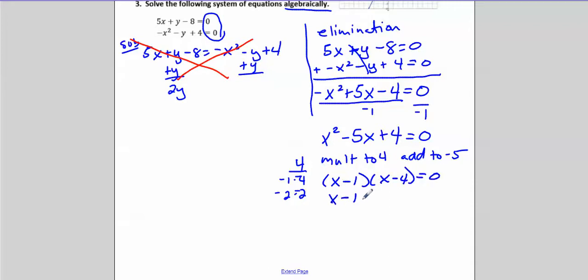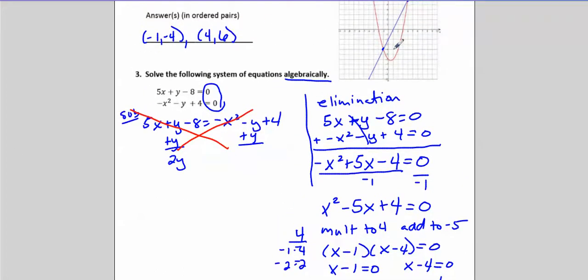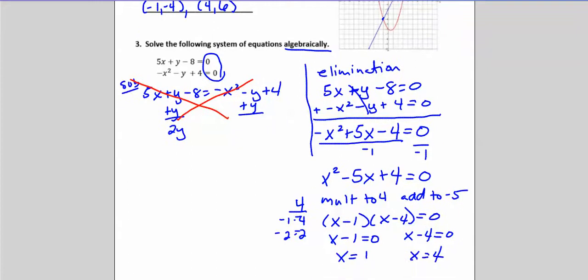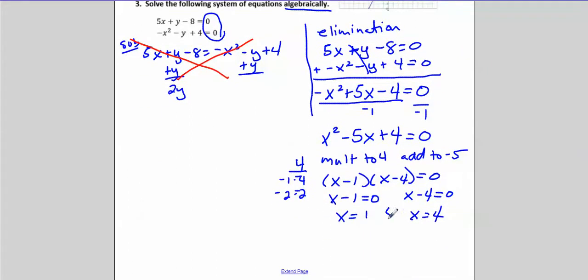And when I solve those, x minus 1 equals 0, x minus 4 equals 0, I get x equals 1 and x equals 4. But that's not enough information because I need to know the points, like up here. I need to know the x and the y. So I'm going to take my two x's and substitute them back in to find the y values. And I have two choices. This one has an x squared and this one doesn't, so I'm thinking the first equation might be simpler. So I'm going to plug in 5 times 1 plus y minus 8 equals 0.